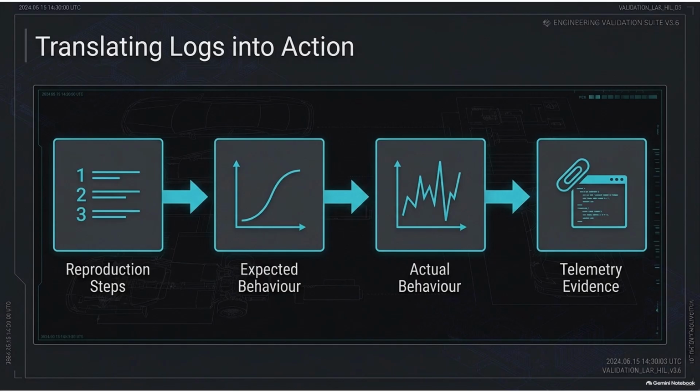To fix a bug, developers need a clear map. We provide reproduction steps, show the expected versus actual behavior that we are observing, and attach the telemetry evidence. You can call it logs. Precision here is the key to a fast fix, like the defect fix they have to give.